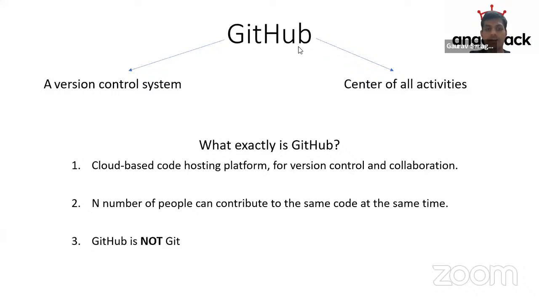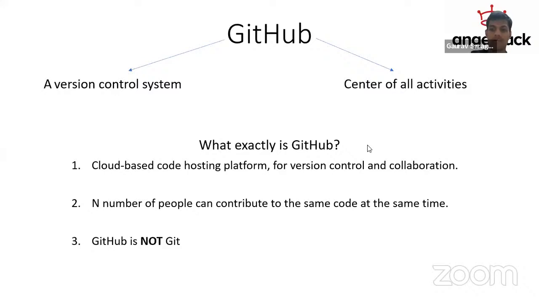GitHub is made up of two terms, okay? Git and Hub. We've already talked about the word Git, that it is a version control system. And Hub is the center of all activities, okay? Hub is basically the place where all of your code and the documentation is getting stored in one place.